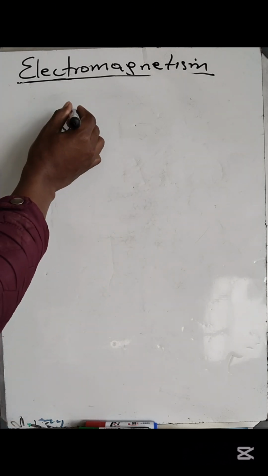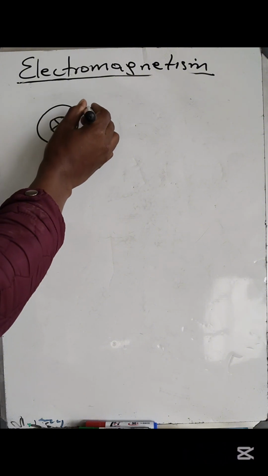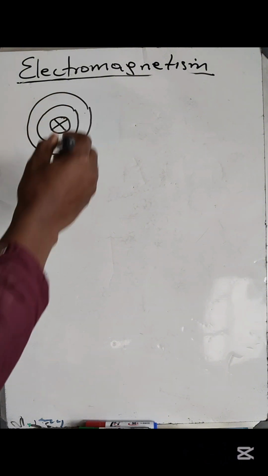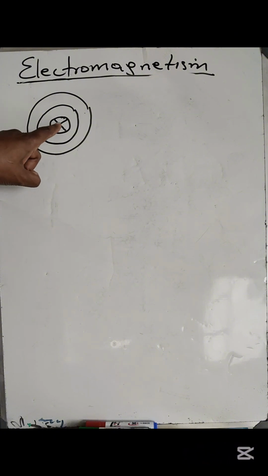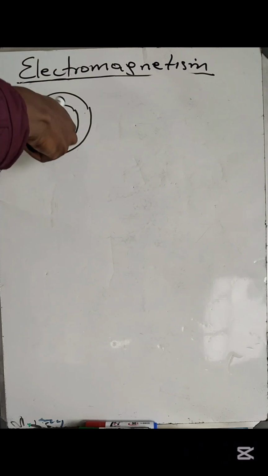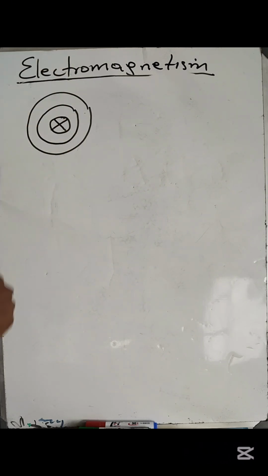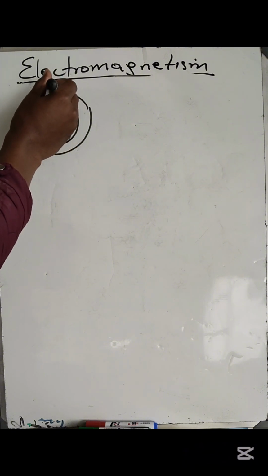Draw the magnetic field pattern around it. So we have to draw the magnetic field pattern around this conductor. The easiest way is to use the nail, the screw. When the screw is turned in a clockwise direction, it means the magnetic field is in a clockwise direction.